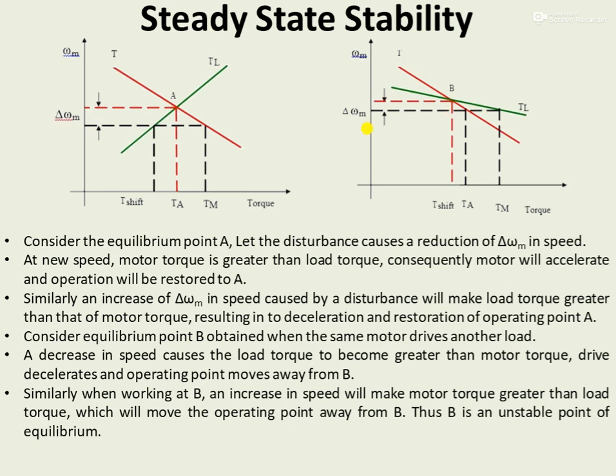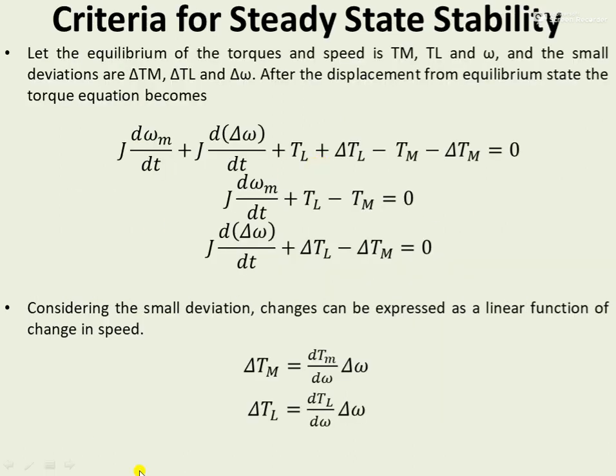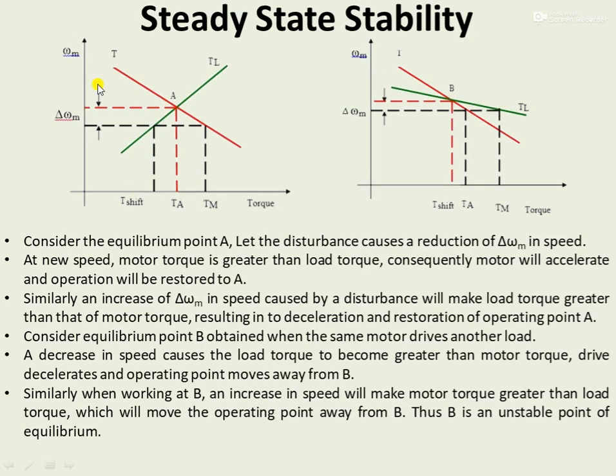Next we will derive the conclusive remark which we have made from this graph now. That is actually the criteria for steady state stability. Suppose due to the disturbance there has occurred a reduction in speed. Initially the operating point was A. Due to this reduced speed, that is at this new speed, the operating point has been shifted. So the new point in the motor torque characteristics is this one. Initially it was at this point, and the new point in the load torque characteristics is this one. Initially it was this point.